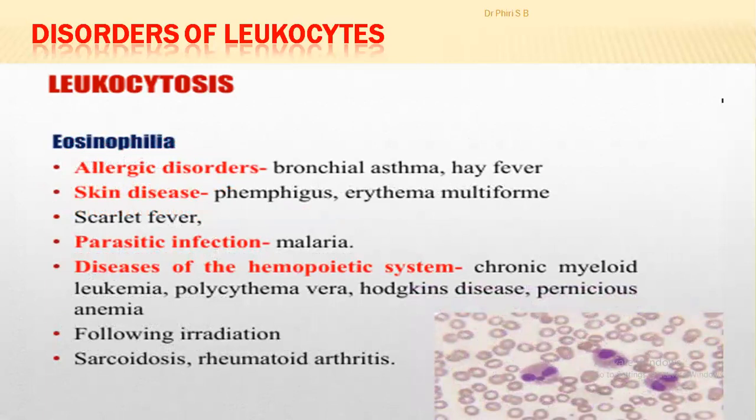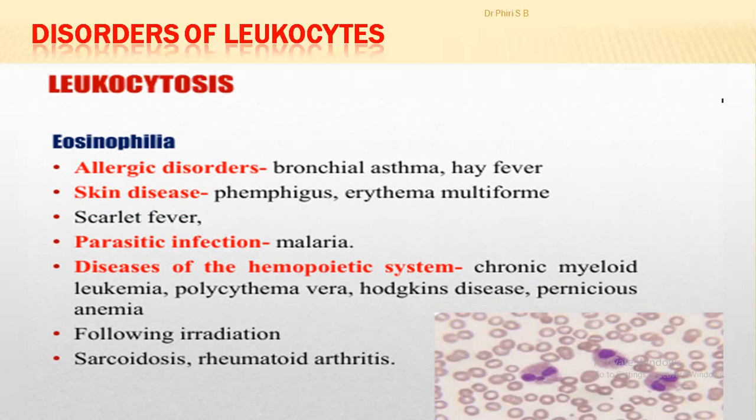Let's look at eosinophilia. This is an increase in eosinophils. Eosinophilia is seen in allergic disorders. In allergic disorders, there'll be an increase in eosinophils, for instance, bronchial asthma, hay fever, and skin diseases. Skin diseases like pemphigus, erythema multiforme, and also scarlet fever, all these conditions will result in an increase in eosinophils, or eosinophilia.